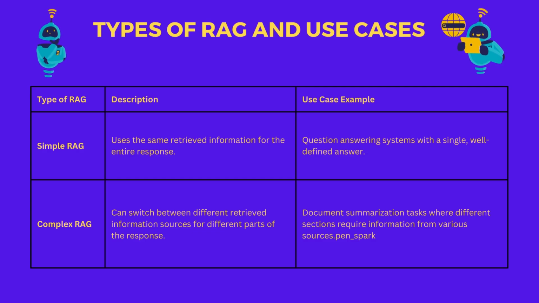On the other hand, complex RAG models are more like expert researchers. They can consult multiple information sources and combine together relevant pieces from each source to create a comprehensive response. This makes complex RAG well suited for tasks like document summarization, where different sections of the document might require information from various sources.